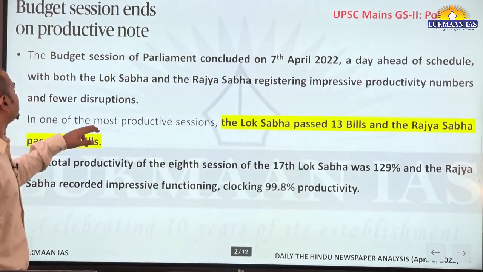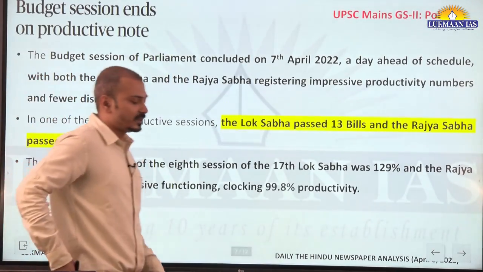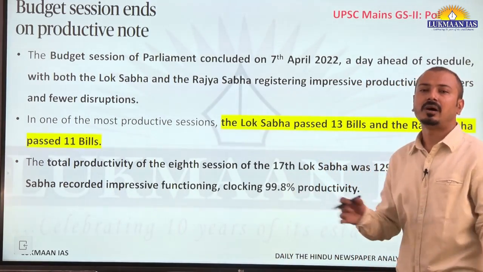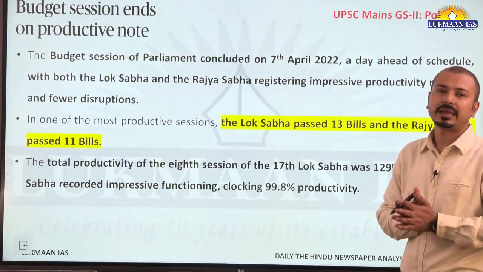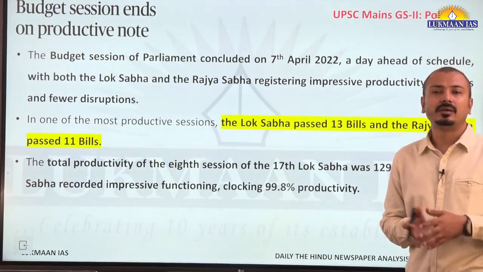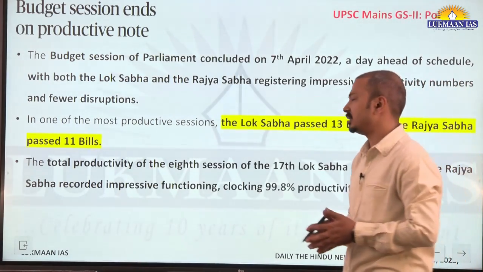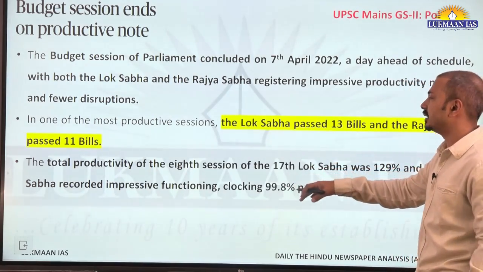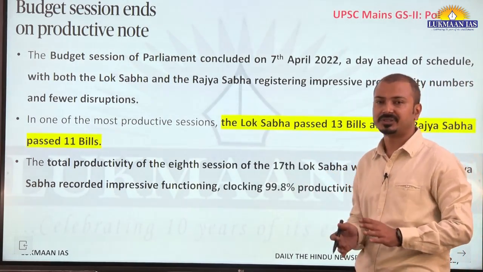Budget session ends on a productive note. Productive in the sense of how many bills have been enacted or passed by the two houses of Parliament, and the sitting hours of these two houses during the session. Lok Sabha passed 13 bills and Rajya Sabha 11 bills, including the finance bill and the appropriation bill.